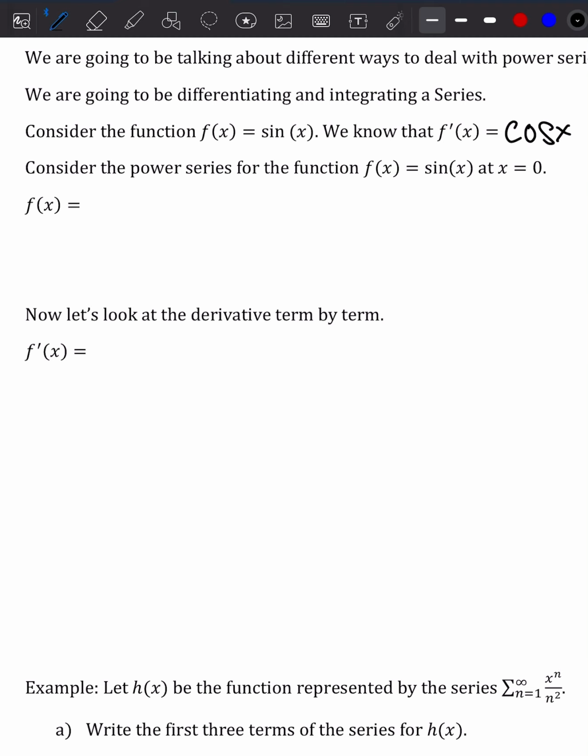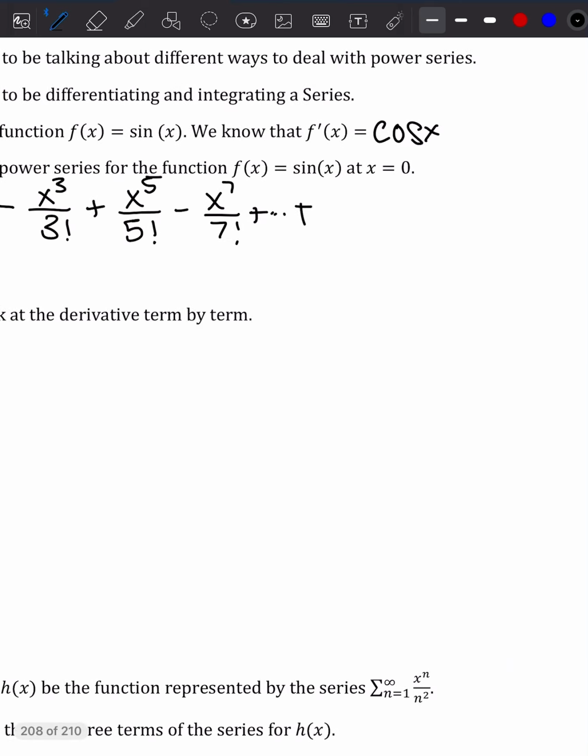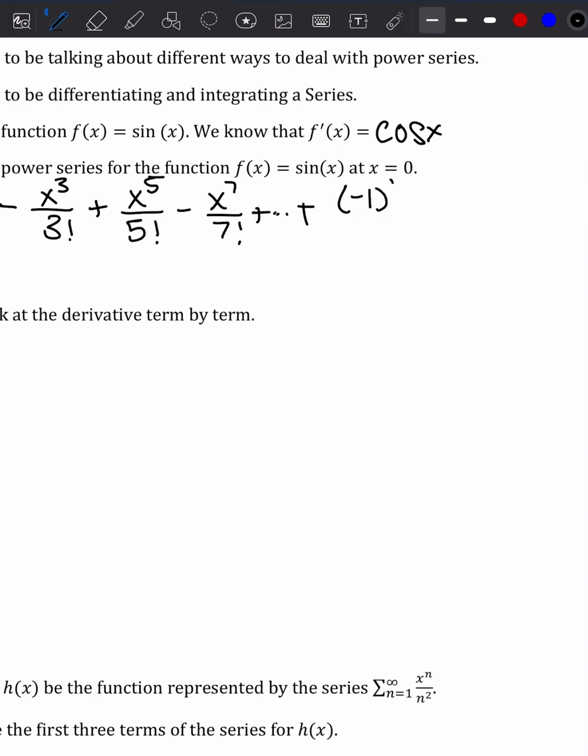Consider the power series for the function sine of x centered at 0. For sine of x, sine is all of our odd terms. So we have x, minus x cubed over 3 factorial, plus x to the 5th over 5 factorial, minus x to the 7th over 7 factorial, and that goes on. And we want our general term. So we have negative 1 to the n times x to the 2n plus 1 to make it odd, divided by 2n plus 1 factorial. And that goes on forever.